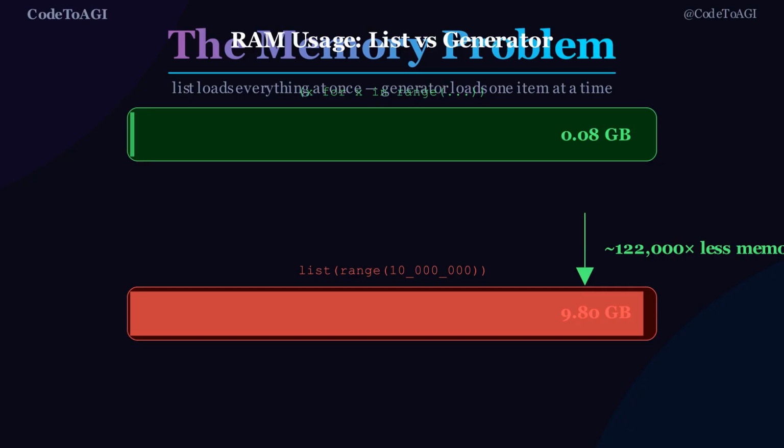The list fills all available memory at once. The generator uses a flat line, nearly nothing. This is the difference between amateur and professional data code.